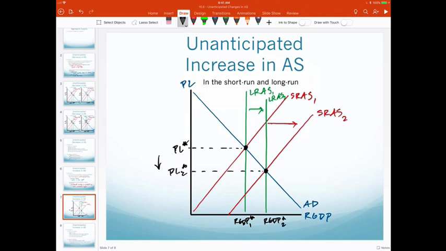So if there's a permanent increase in productivity, this is going to cause both our long run aggregate supply curve and our short run aggregate supply curve to shift to the right. Again, this is kind of an example of what we covered earlier, which is secular deflation. That is, we're going to have a lower price level and an increased amount of real GDP.